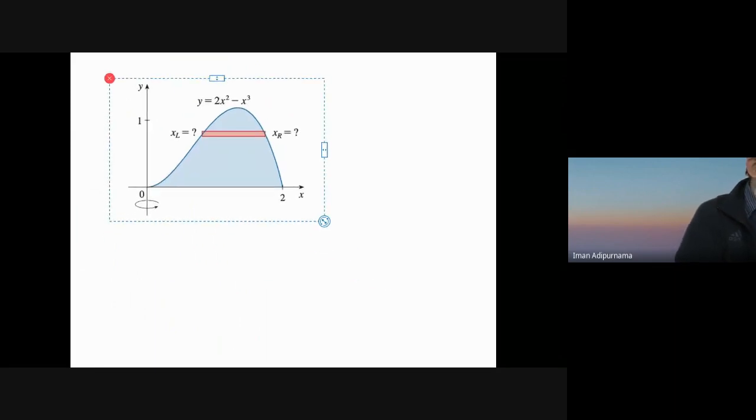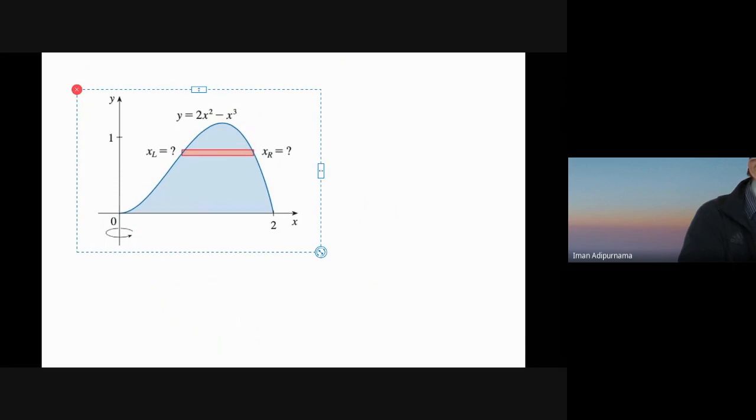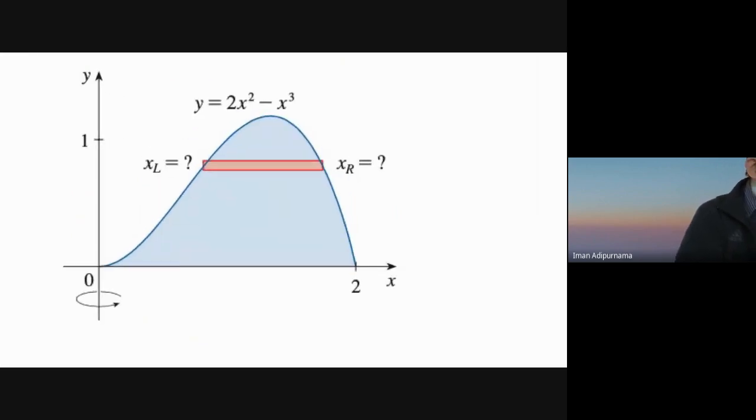We start from this problem. We have this equation: y equals 2x squared minus x cubed, and we need to rotate about the y-axis. So the difficulty here is we are not sure of the radius, because the radius for both cases seems to be changing, right?